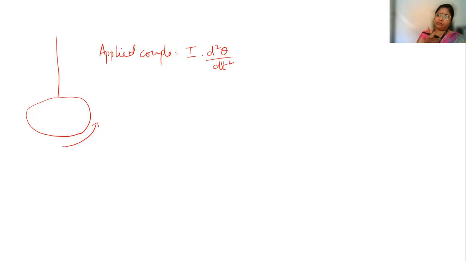The applied couple tries to twist the wire. So what happened? This wire is opposing. It refuses to be twisted. It wants to be restored to its position, which is known as restoring couple. So you have a restoring couple which is fighting this applied couple. So this restoring couple is given by C into theta. Theta is the displacement and C is known as couple per twist, the amount of force it executes to move through one radian. So C is known as couple per twist.